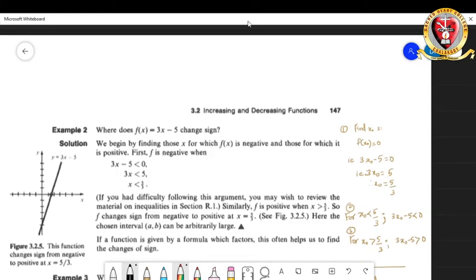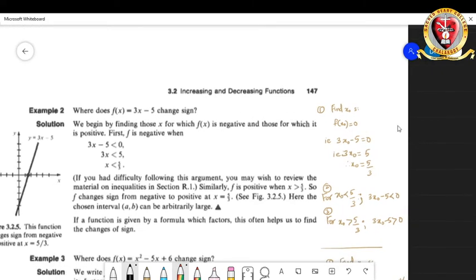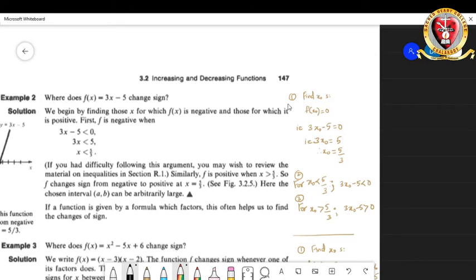Now you have example 2, which asks us where does f of x is equal to 3x minus 5 change sign. So for that you have three steps. The first step is, suppose f of x naught is equal to 0, find x naught. So f of x naught is equal to 0 will imply 3x naught minus 5 is equal to 0. Consequently, x naught is equal to 5 by 3.